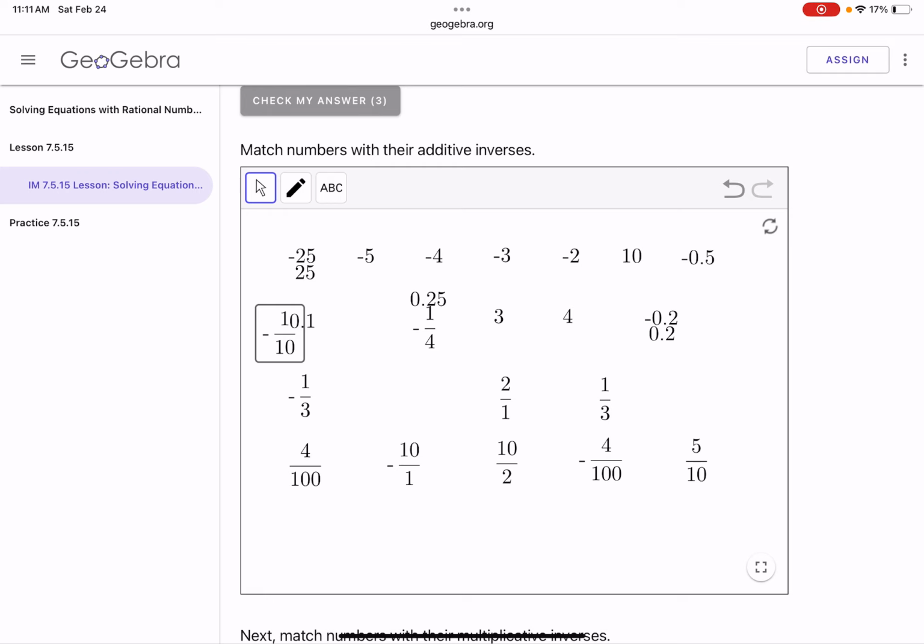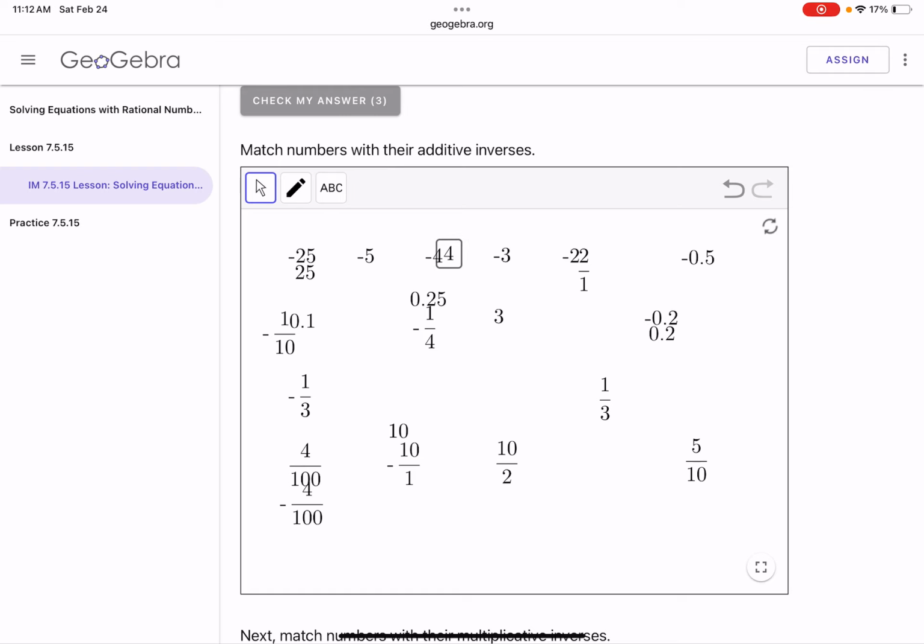The hardest one might be, not that hard. Luckily, these are matched: 4 and negative 4/100ths. Negative 10 over 1 is just negative 10, so 10 and a negative 10 go together. If you want, pause this video and see if you can match them, and then see. But 2 plus a negative 2 go together.